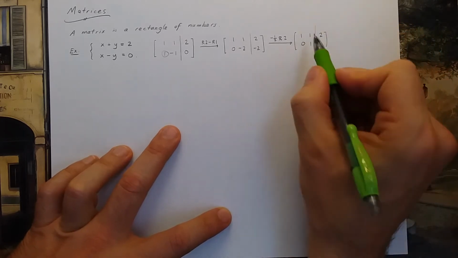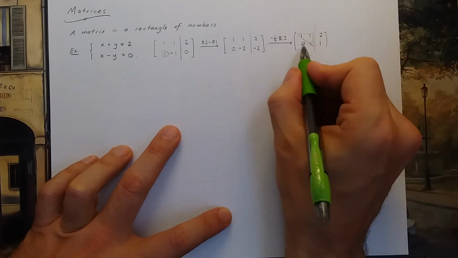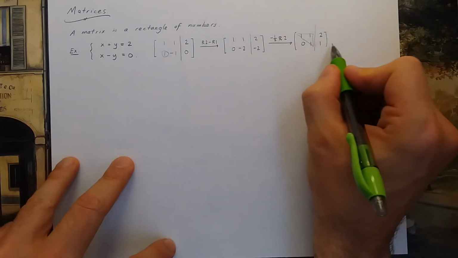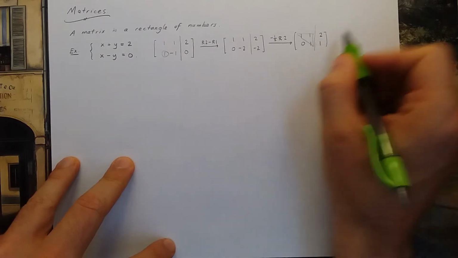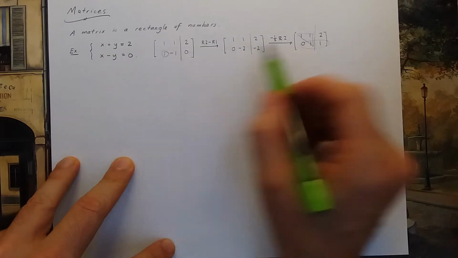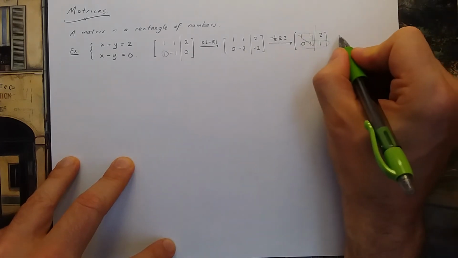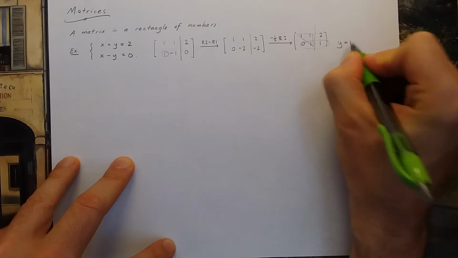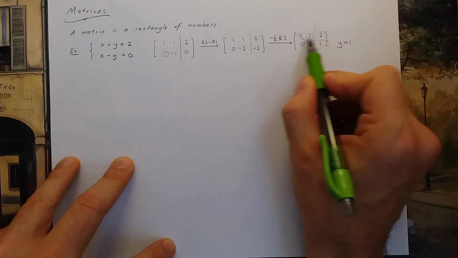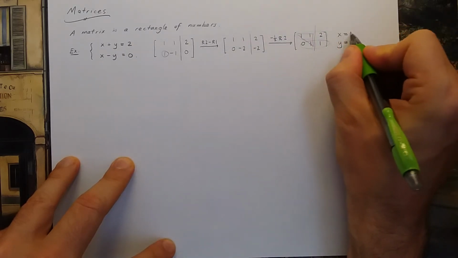This is the so-called triangular system I was going for. I have a triangle of numbers and then zeros to the bottom left of the triangle. This is a nice system because I could read off the answer. I can look at the bottom row, and that bottom row retranslates into 0x plus y is equal to 1. So I get y is equal to 1 from the bottom row. Once I know y equals 1, I can plug that into this row, which says x plus y equals 2, and so x also equals 1.